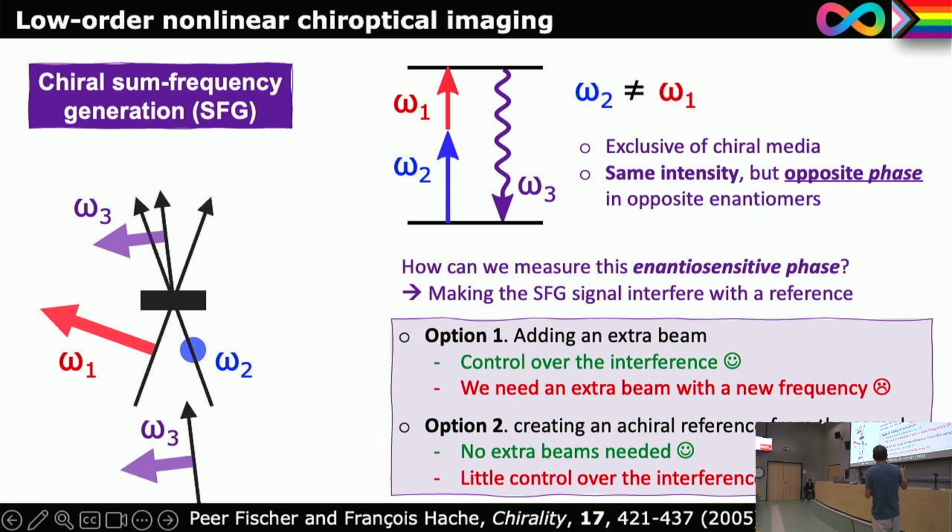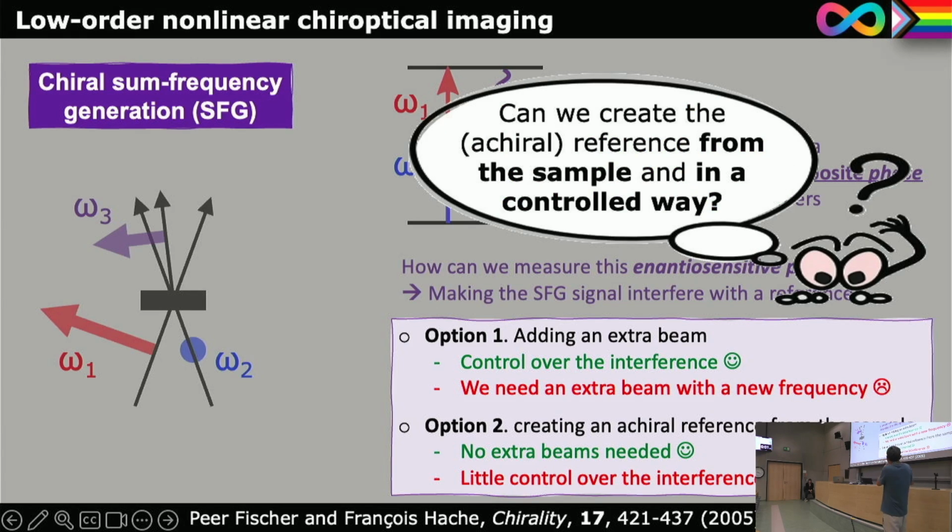The other option is to create a non-chiral reference from the sample, and this is easier because you don't need to add a new beam, but then you have little control over the interference. So the question that we ask ourselves is, can we get the best of both worlds? Can we get an enantiosensitive signal without adding new frequencies, but also getting full control over this interference?